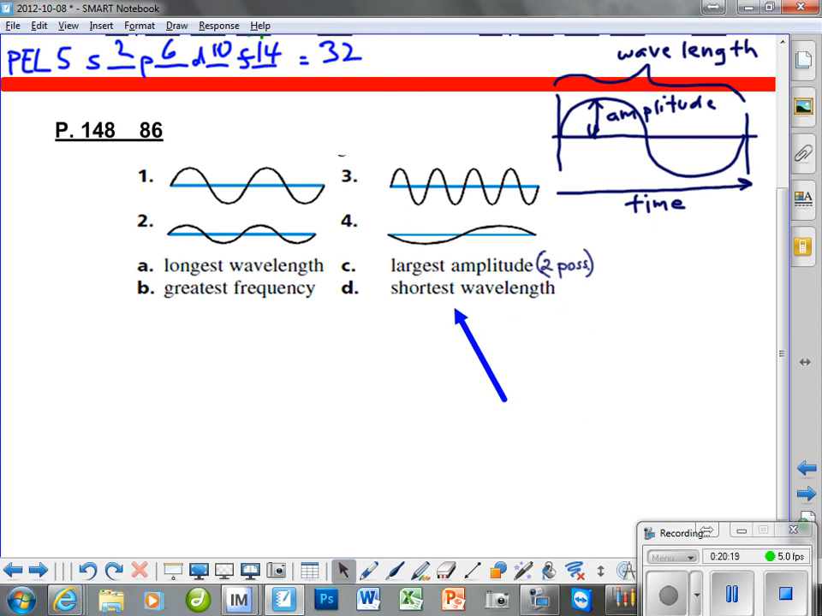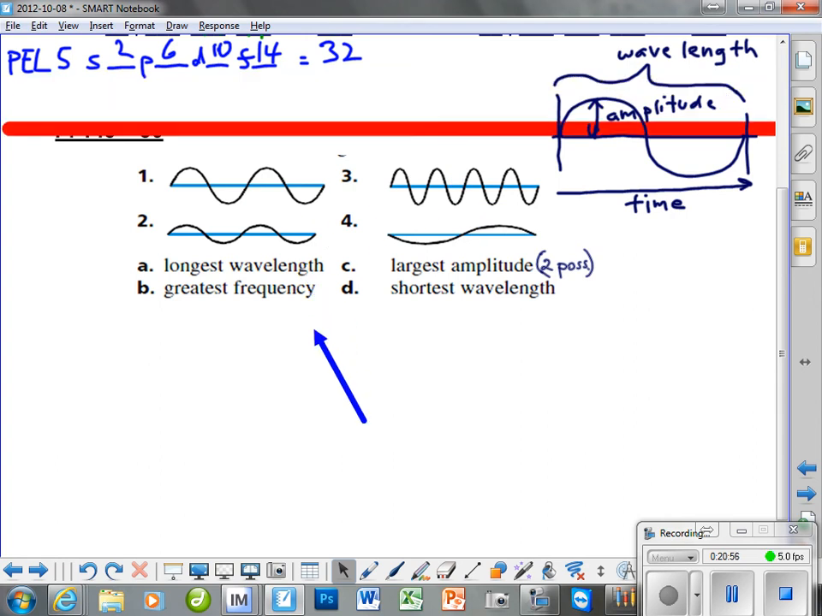Next up, Ray, how about it? What do we have for the greatest frequency? 3. Yes, greatest frequency, because we have our shortest wavelength. Very good. And largest amplitude, and let's have that one for Anthony. You as Anthony, yes. Okay, 3, that's one of them. 3 and 1. Yes, they both have the same amplitude.